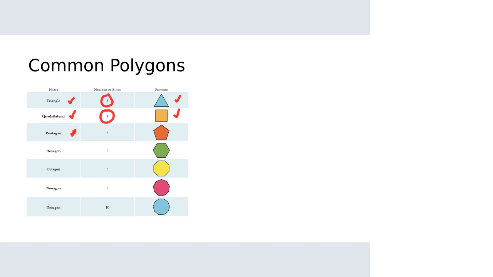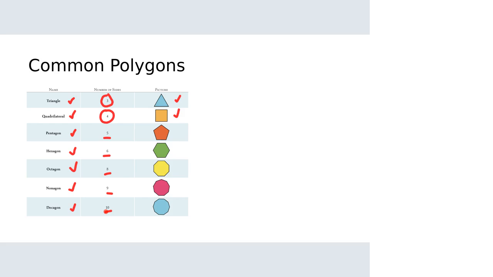A pentagon has 5 sides. A hexagon has 6 sides. An octagon has 8 sides. Then we get into a couple you probably aren't familiar with, but that's okay. A nonagon has 9 sides, and a decagon has 10 sides. And you can see that decagon's already getting kind of hard to write. Once you get beyond 10 sides, they get harder and harder to draw.